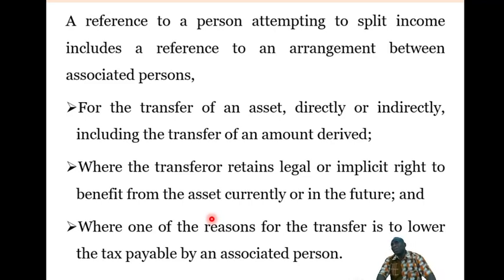So therefore, a reference to a person attempting to split income includes a reference to an arrangement. So this is where they're doing the arrangement between the associated persons for the transfer of an asset directly or indirectly. That is, this is the way by which they can go about if they want to split the income. They can do so through the transfer of an asset directly or indirectly, including the transfer of an amount derived. Two, where the transferor retains legal or implicit right to benefit from the asset currently or in the future. And where one of the reasons for the transfer is to lower the tax payable by an associated person.